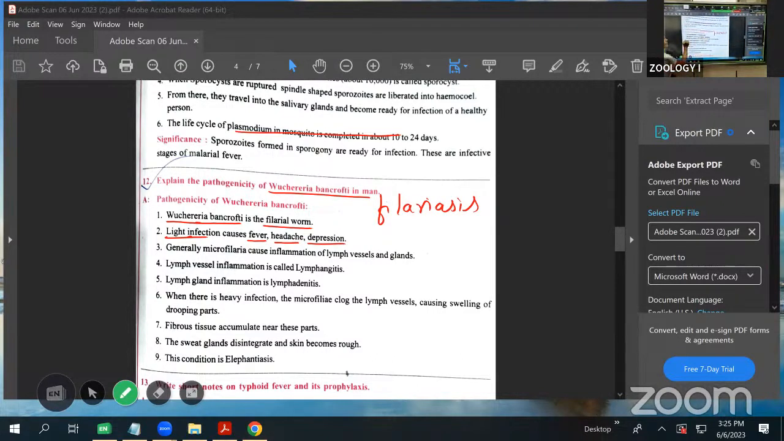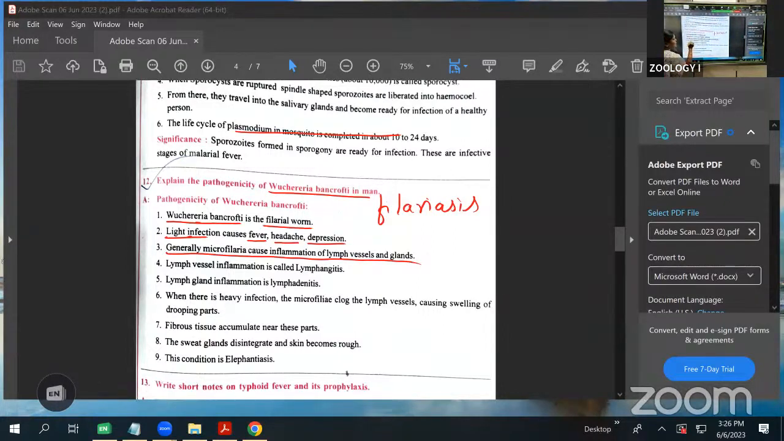Next, generally microfilaria cause inflammation of the lymph vessels and lymph glands. The vessels containing interstitial fluid, surrounding the blood vessels, are what we call the lymph vessels. The lymph vessels and lymph glands undergo swelling and inflammation.